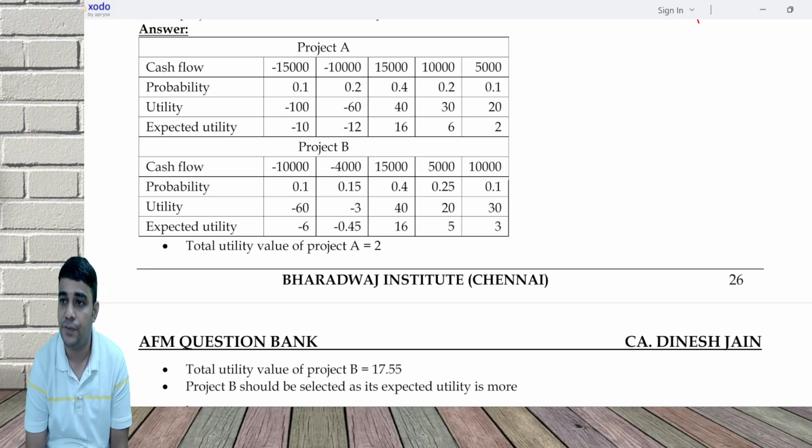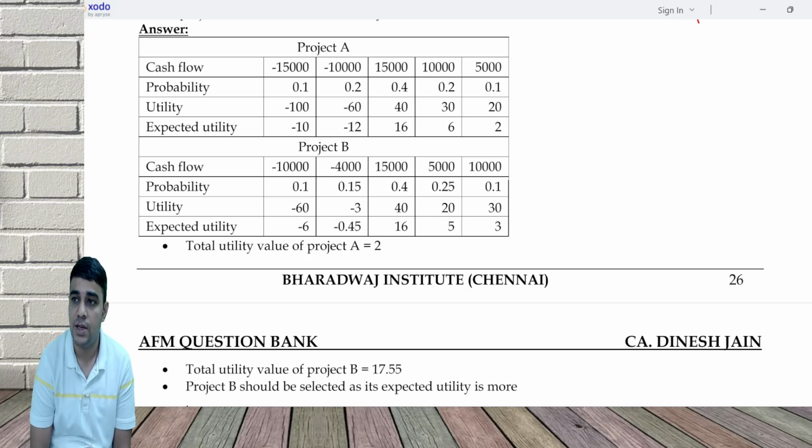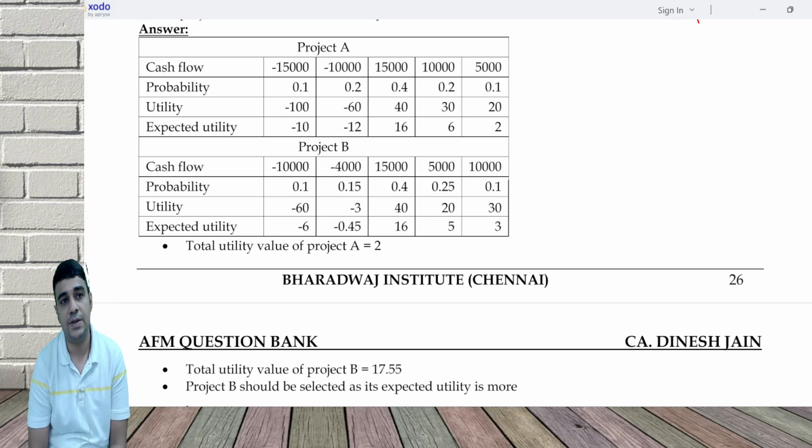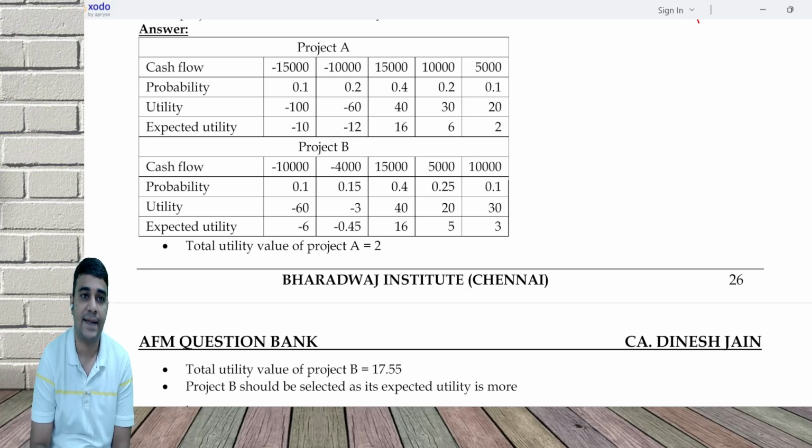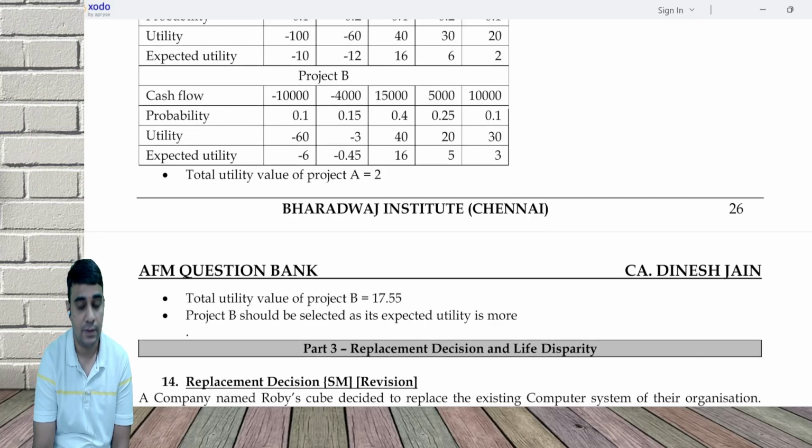Weighted average of the various possible utility values with probability being the assigned weight. This is called expected utility calculation. Any doubts on this? Can you proceed?